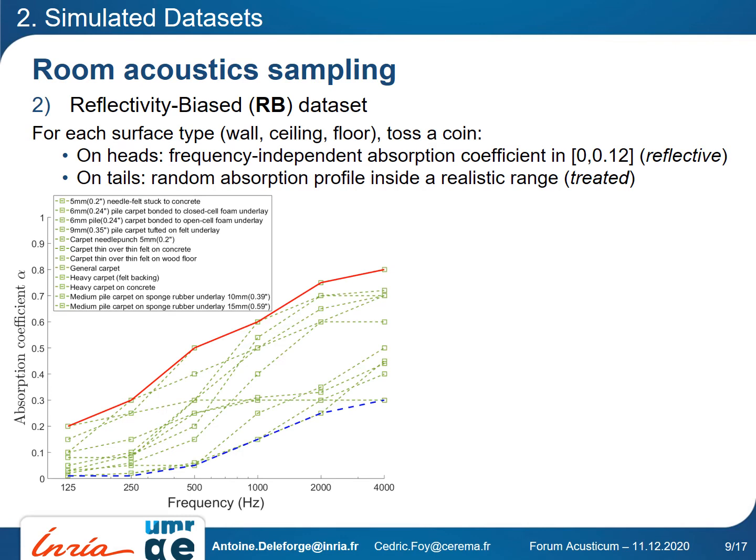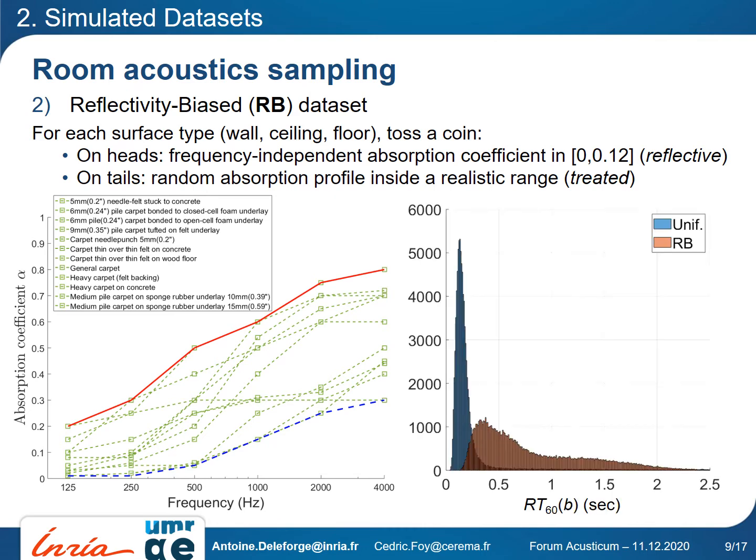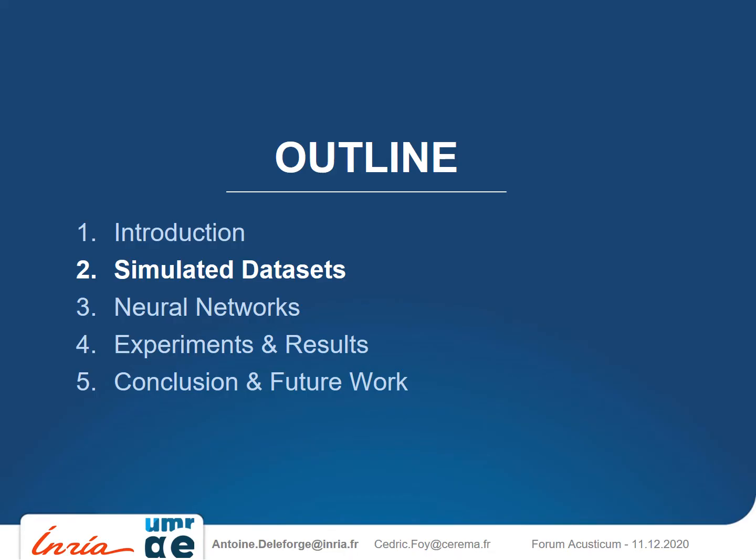Here we see the range we defined for floors, based on a dataset of about 20 common absorption profiles. Here, in orange, we see the resulting RT60 distribution. We can see that it is more or less uniformly spread between 200 milliseconds and 2 seconds, which is more typical of real buildings. We now move to neural networks.